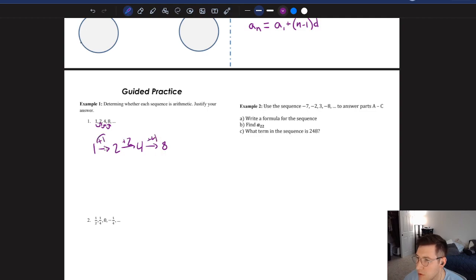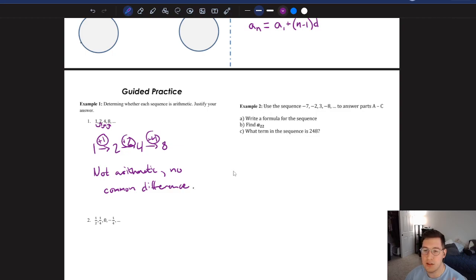And so since these pieces aren't constant or are not the same, we would say that this is not arithmetic, no common difference, right? That constant isn't actually constant. And so we would say that this isn't an arithmetic sequence.